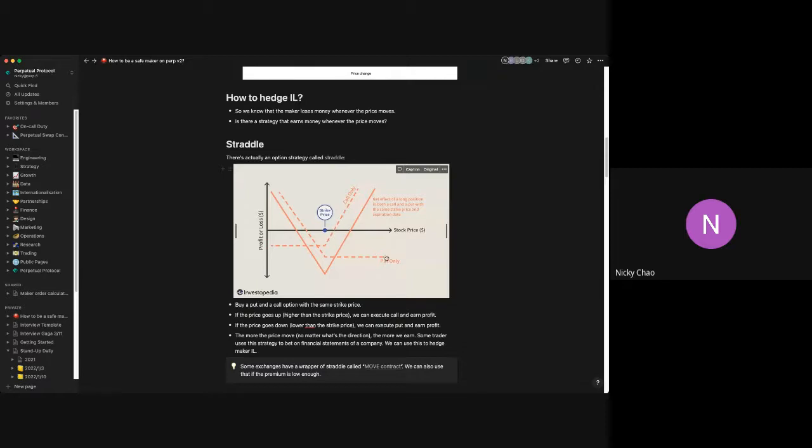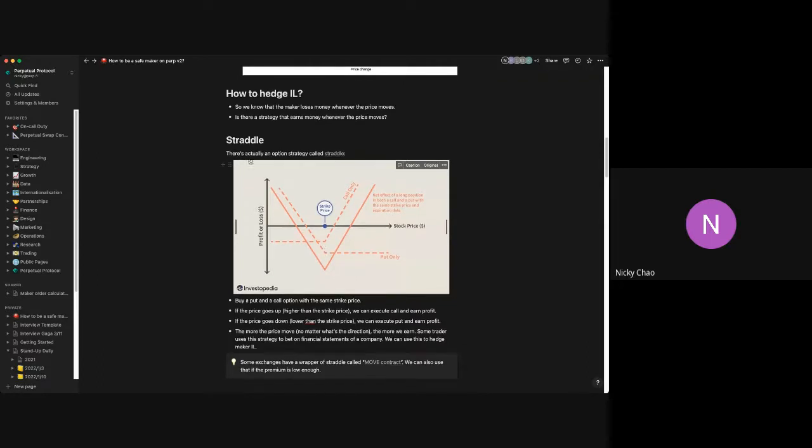And the put option is actually the same. So if the price goes down, you can make some profit. And when the price goes up, you have a fixed loss here. So combining the two options, we can create a straddle strategy, which means whenever the price moves, you can earn some profit if the price movement is large enough.